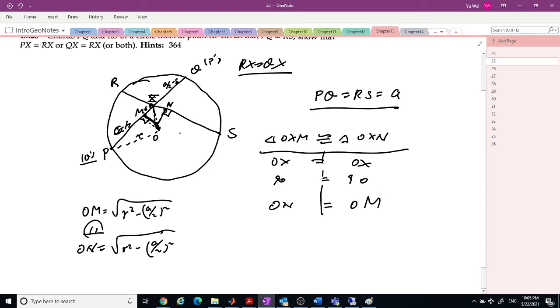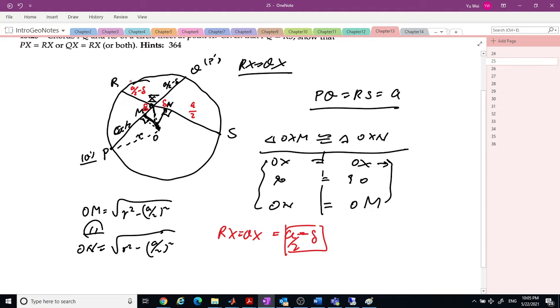Okay, so because it's a right triangle, right? If one of the legs and the hypotenuse are the same, then these two triangles are congruent. Once these two triangles are congruent, this is delta, and this is also delta, right? Once these are delta, we can see this one is a over 2, and this one is also a over 2 minus delta. So that's why we have RX equals QX, which equals a over 2 minus delta. So they are the same.